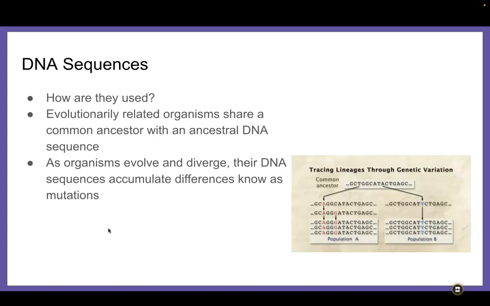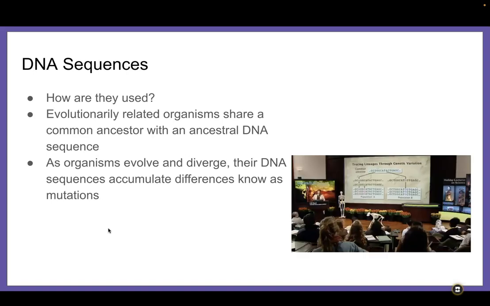Population B, by contrast, had this mutation from an A to a T, and everybody now has the T. So if you were to construct a phylogenetic tree, all the individuals from population B that share that change are going to cluster together. All the other individuals are going to cluster together.